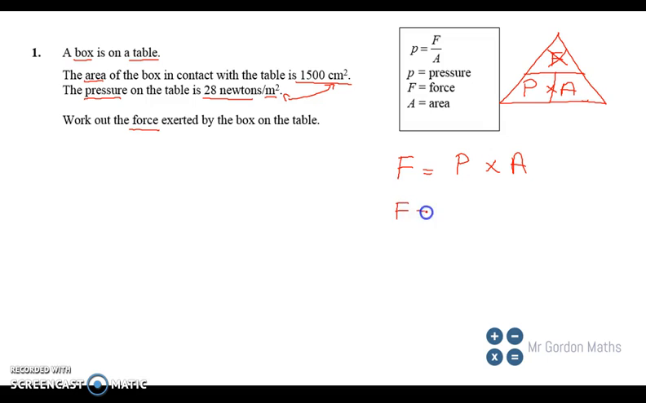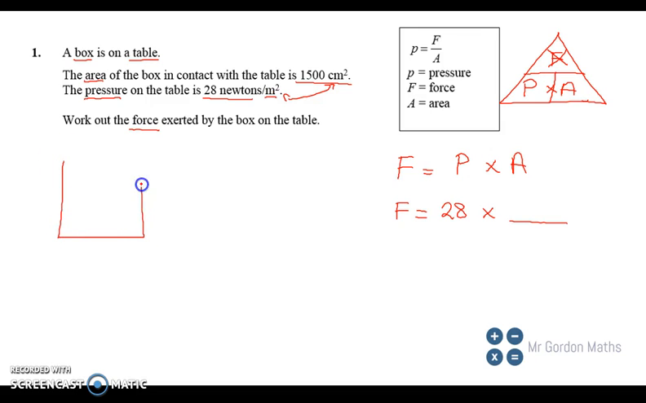The pressure we've already been given is 28 newtons, but that's in meters squared. So I need my area to be in meters squared too. I've got my area in centimeters squared, I want to turn it into meters squared. I know 100 centimeters is in a meter. Is it the same when you're doing area? Well, let's have a little think about that.